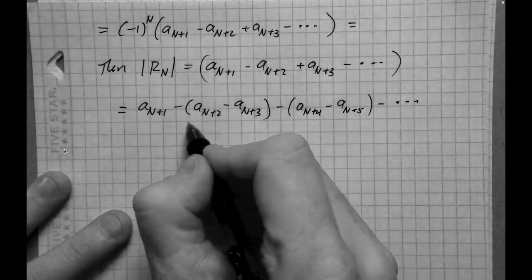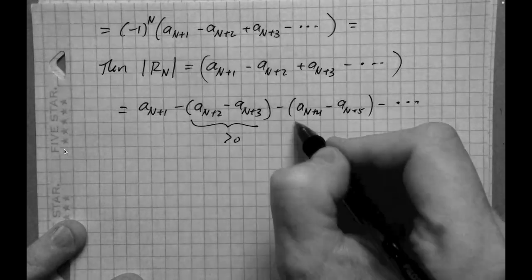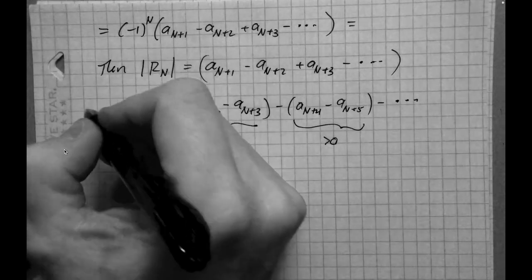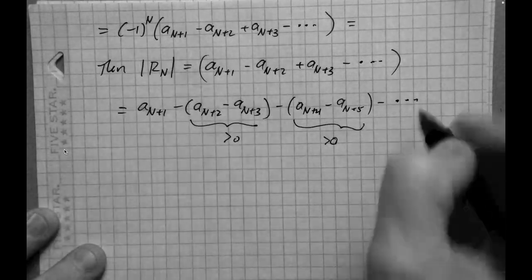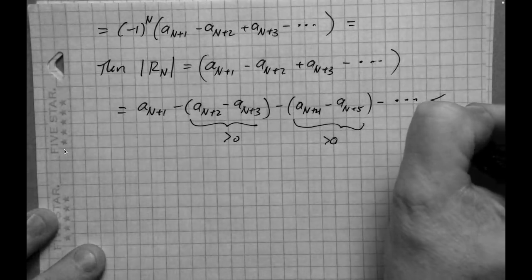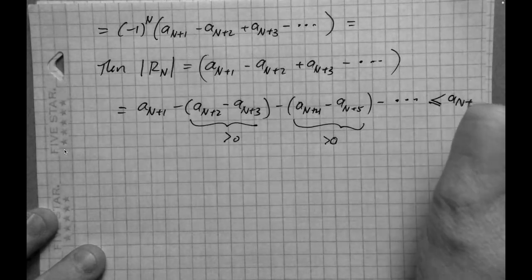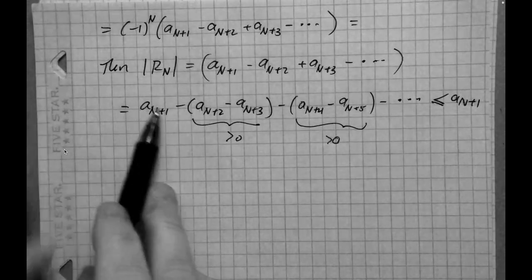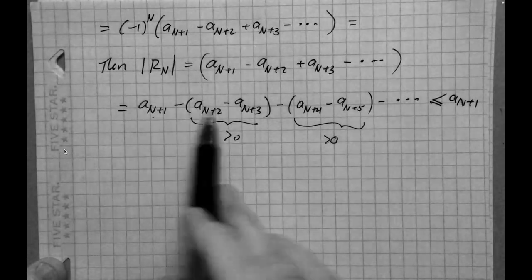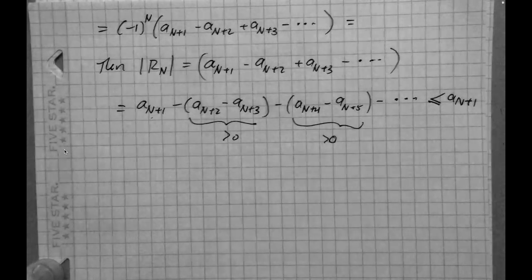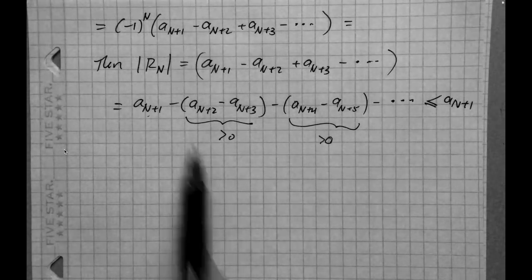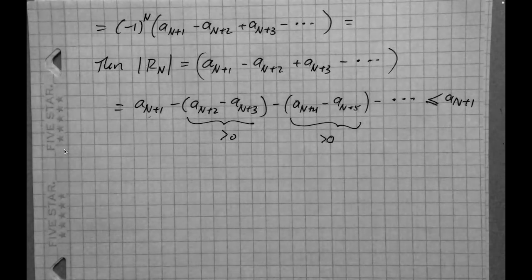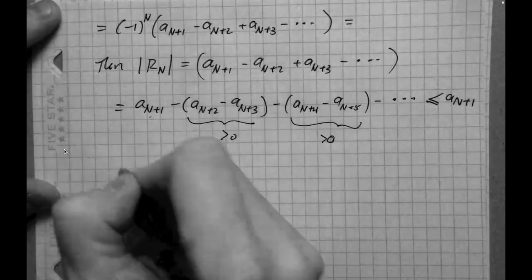Just like before, we know that this is greater than 0. We know that's greater than 0, right? And so consequently, this whole thing is going to be less than or equal to a sub n plus 1. A sub n plus 1 is this guy here, and we're just successively subtracting off positive values, and so naturally this entire thing will be smaller than this guy. And so that's the theorem, isn't it? That's where we are. So let's finish it up.